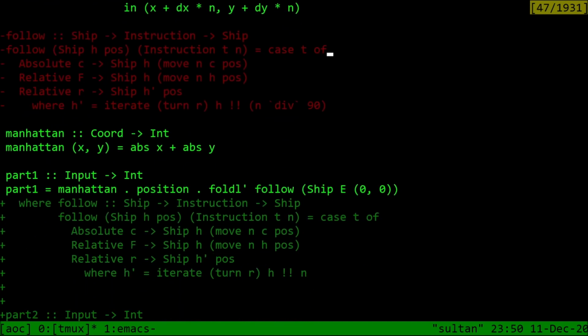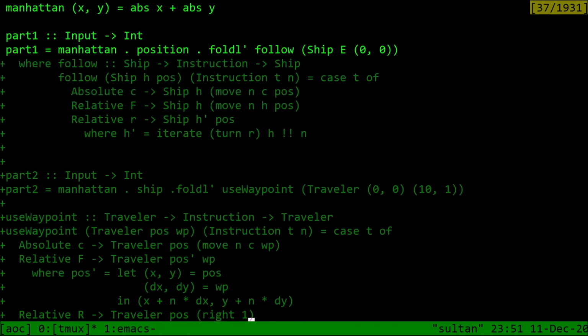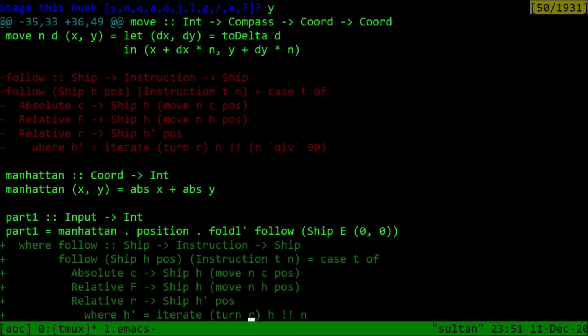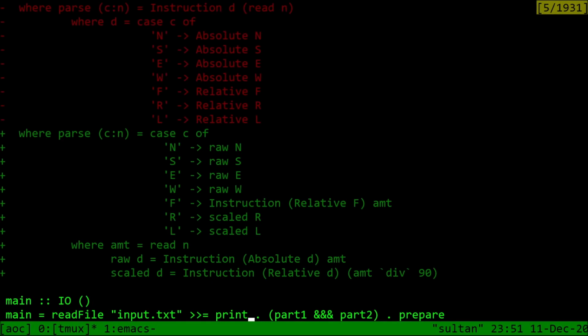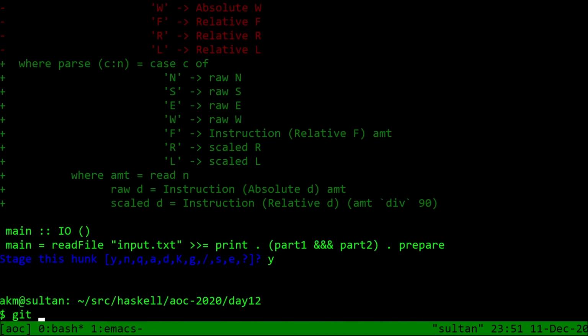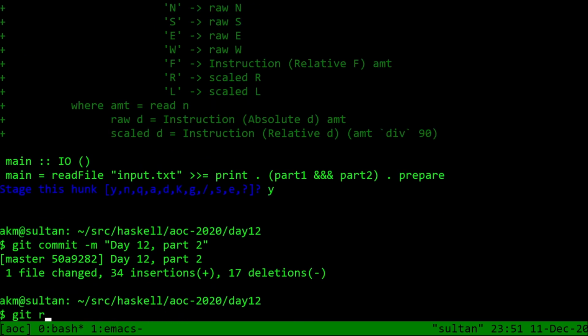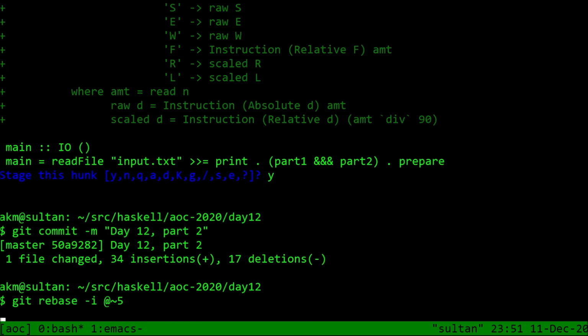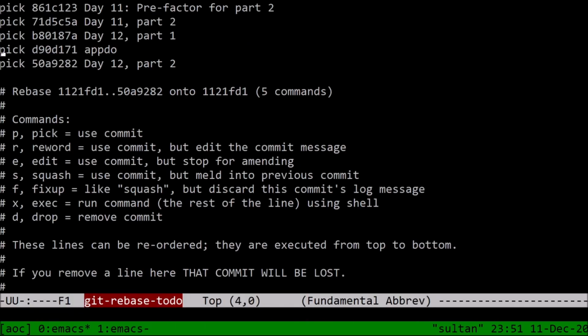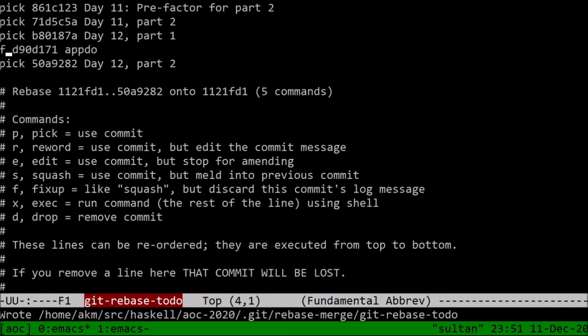No, I think it's reasonable to make the change to parsing be part of the part two change rather than trying to separate this bit out, because it wasn't until part two arrived that I knew I wanted to parse things differently. Well, is that true? No, really this should be part of part one. But okay, whatever. Day 12, part 2. I don't know how far back in time we have to go. 5 should be plenty. Oh, actually, it just has to go there. Just like 3 would have been enough. Yeah, seems fine.